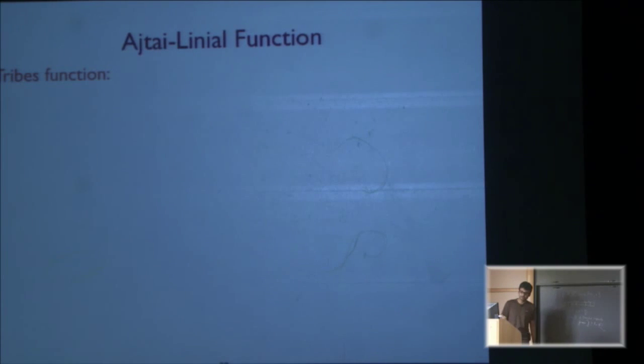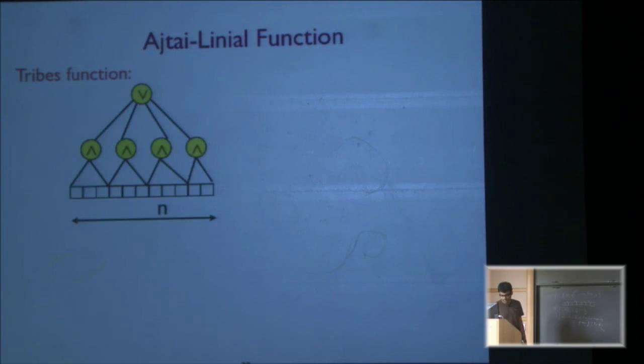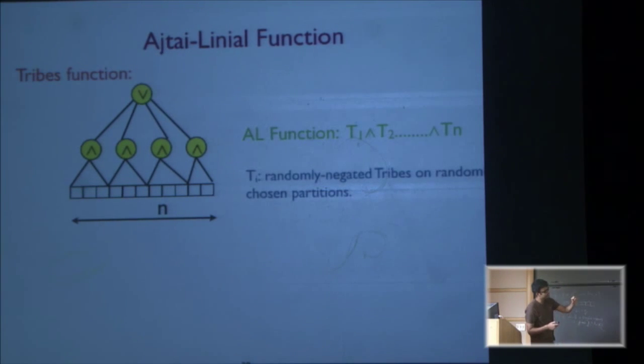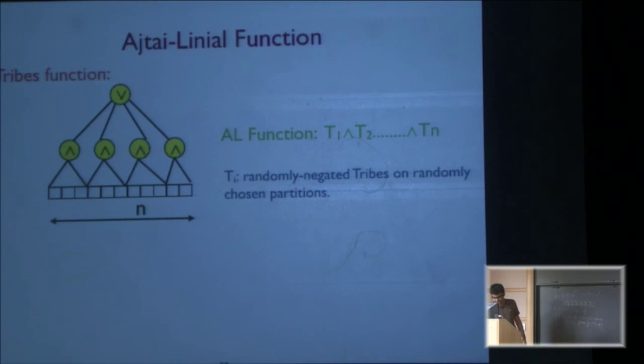And let me quickly describe what the Ajtai-Linial functions are. So a tribes function is a partition into tribes, and the function is 1 if there is unanimously a 1 from any one of the tribes, right? So we take ANDs within the tribes and then an OR. And the Ajtai-Linial function is an AND of n such tribes, where each tribe is on a randomly chosen partition of n. So the blocks of the partition you can think of as of size log n. Actually, it's log n minus log log n.